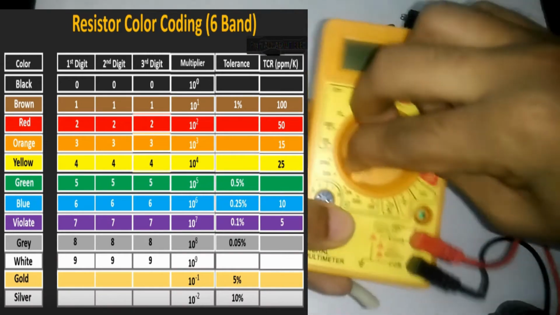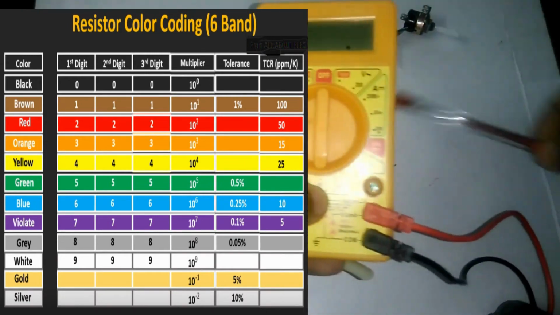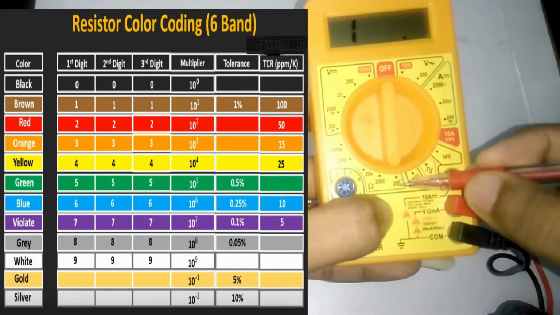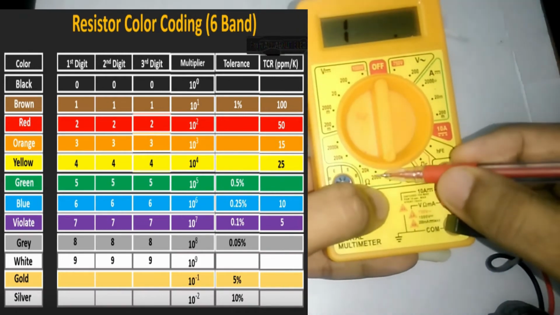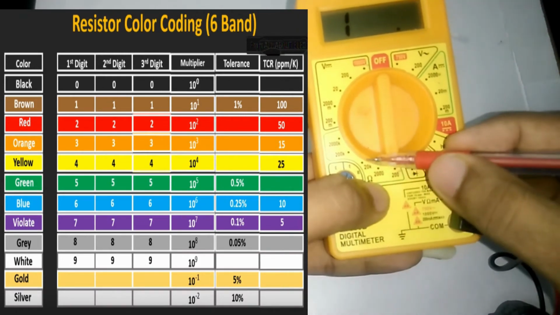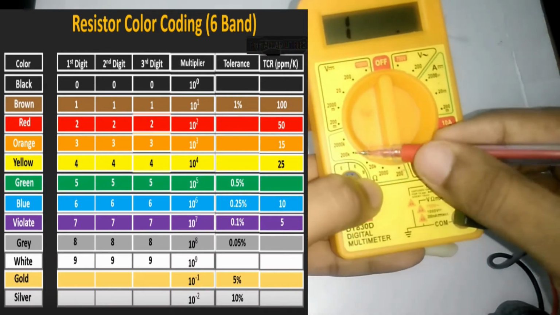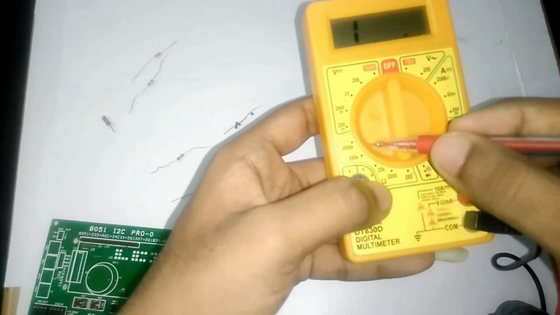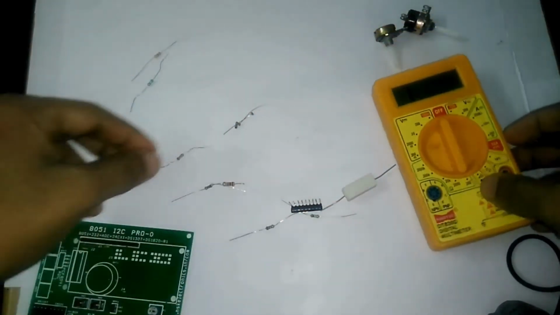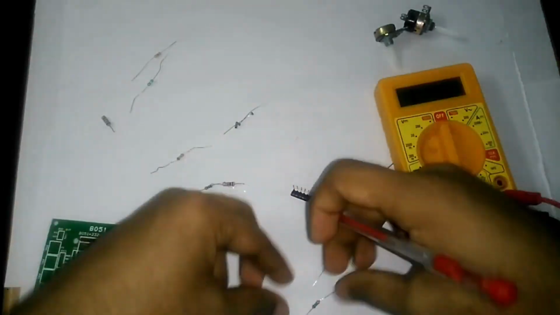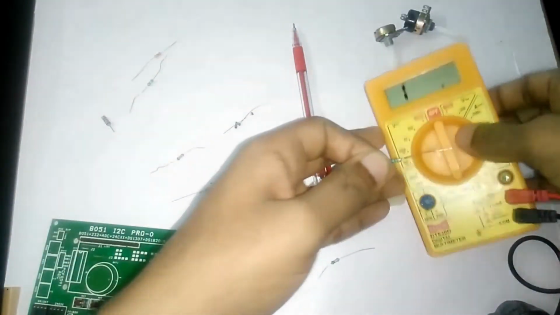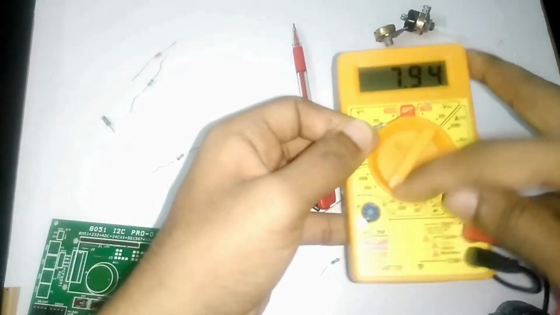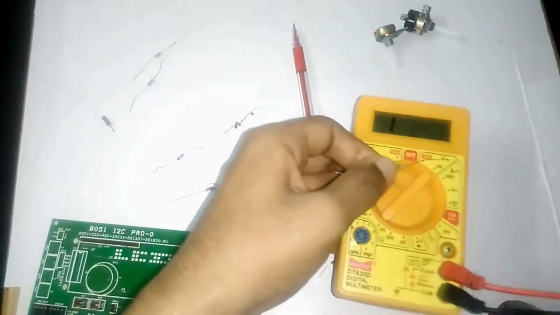We have this 200 range below for 200 ohm. This one is for 2000 ohm. This one is for 20 kilo ohm. This one is for 200 kilo ohm, and this one is for 2000 kilo ohm. Now this one is our resistor. We have calculated this one is 7.5, so now let's go to the 20k range. Now let's check whether it's correct or not.